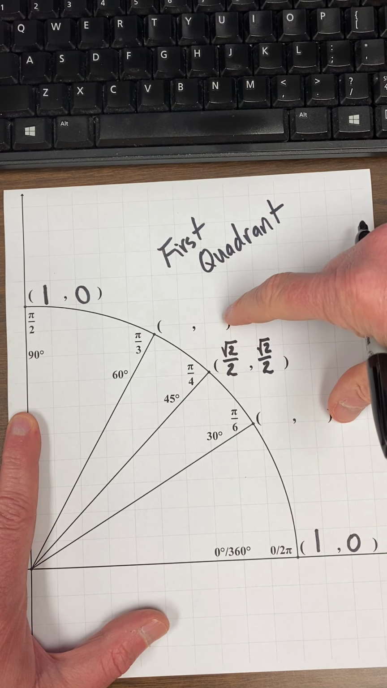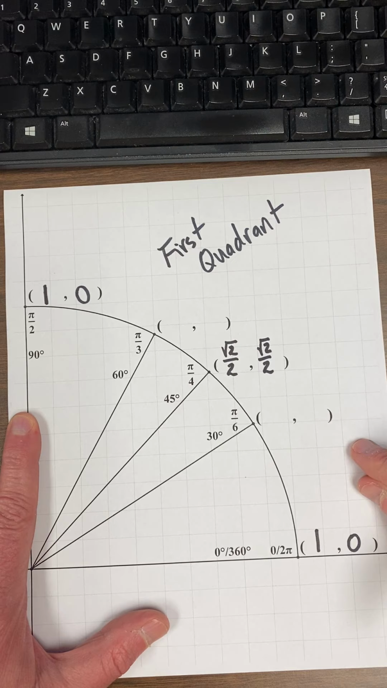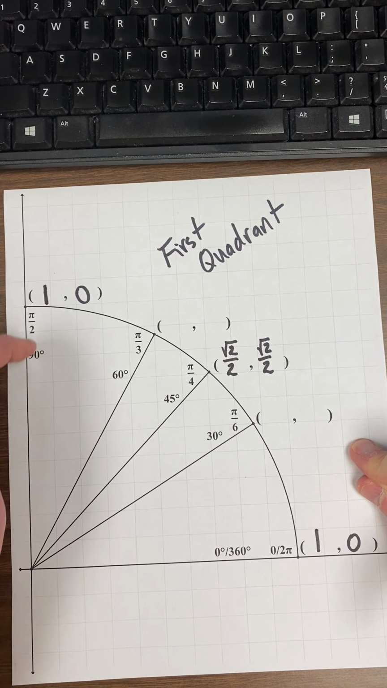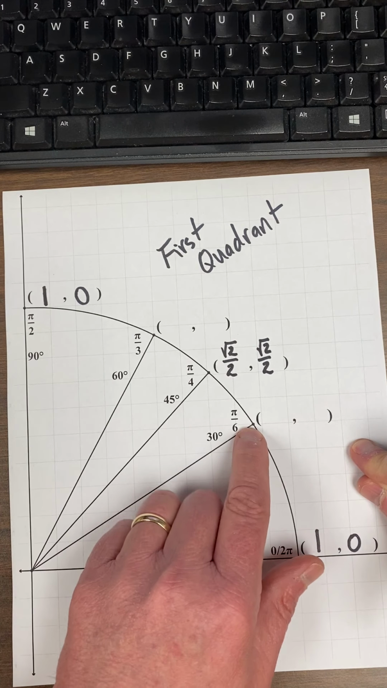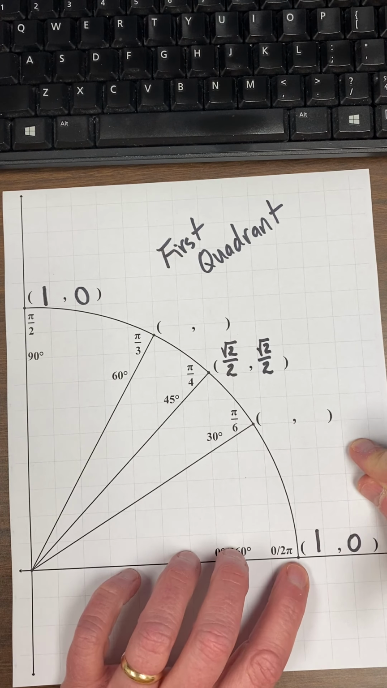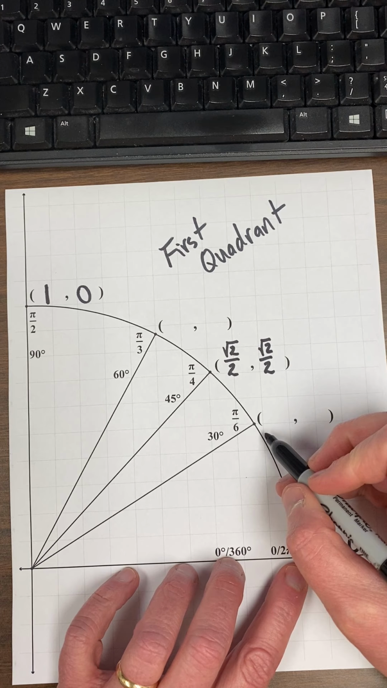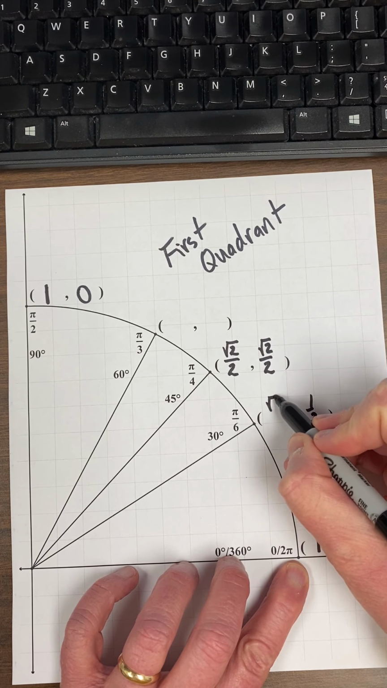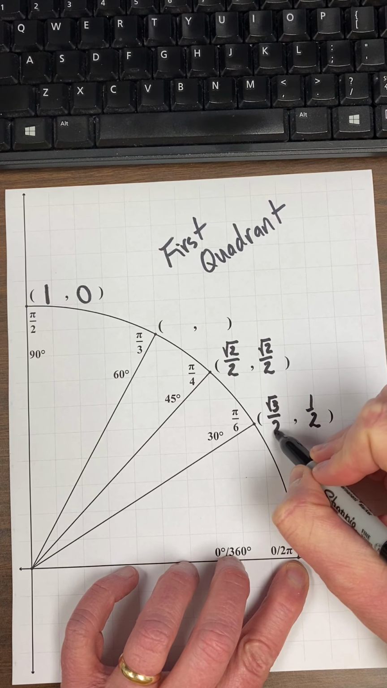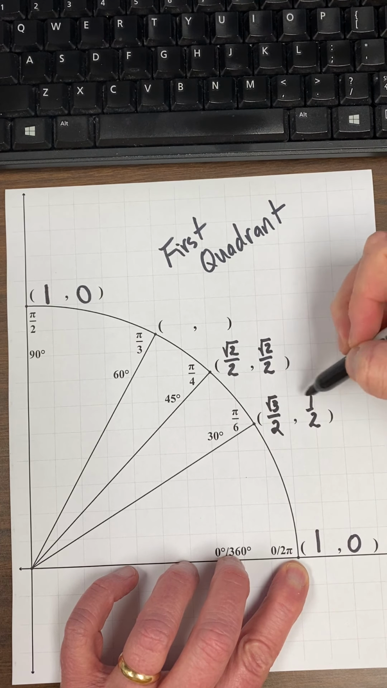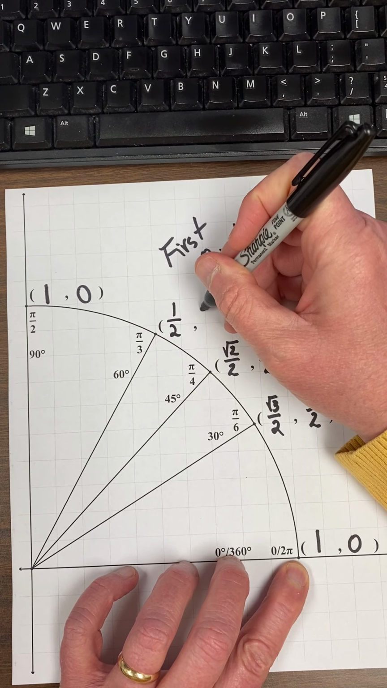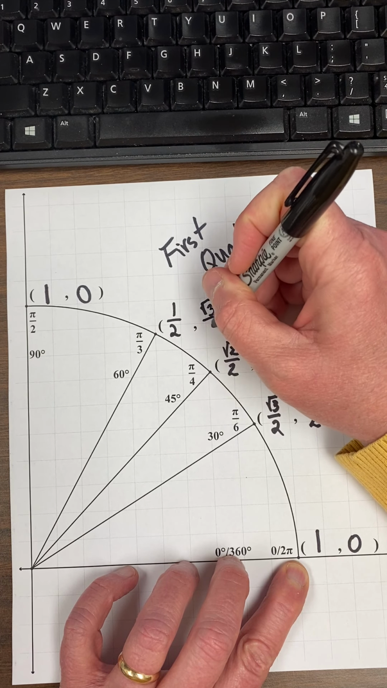Pi over 3 and pi over 6, well, the pi over 6, notice pi over 6 is right here. That's halfway up to 1. The y coordinate here is halfway up to 1. The y coordinate for pi over 6 is actually 1/2. And the x coordinate, I'm just going to tell you, is square root of 3 over 2. And you switch these for pi over 3. The x coordinate is 1/2. And the y coordinate is square root of 3 over 2.